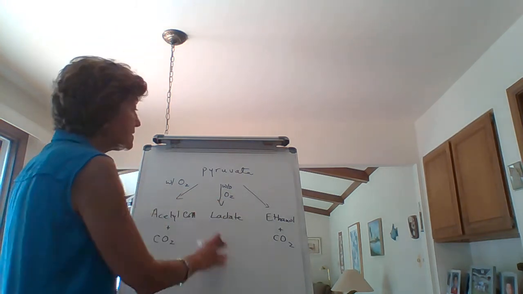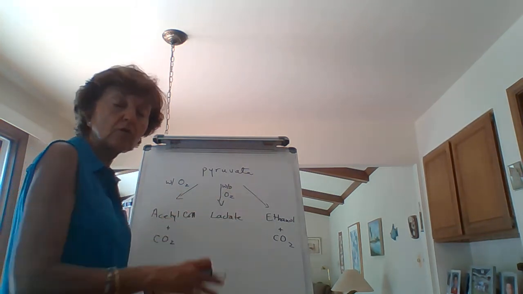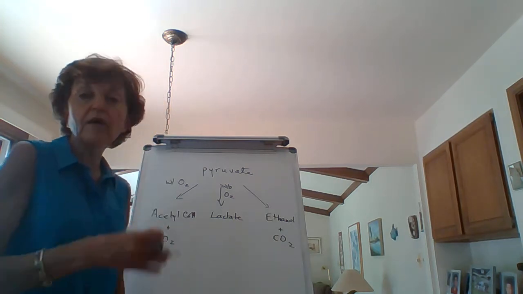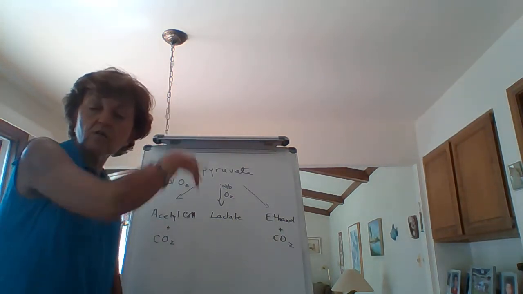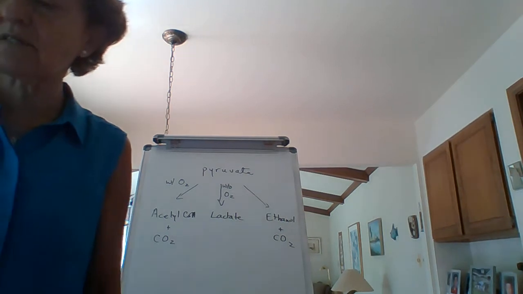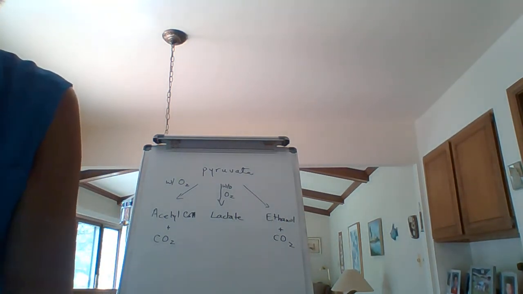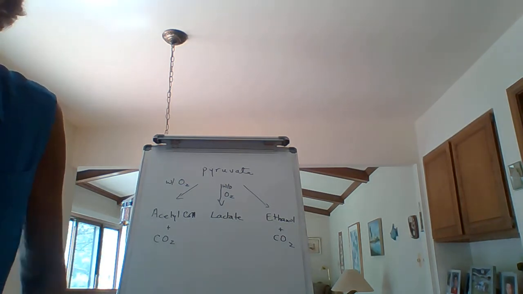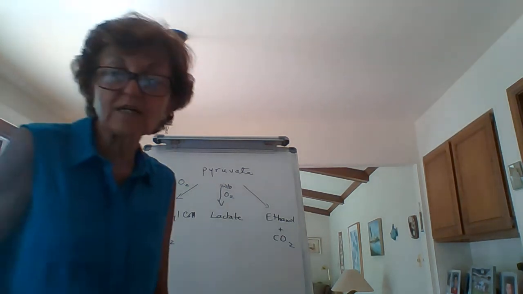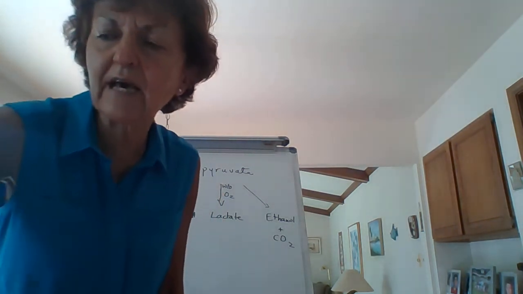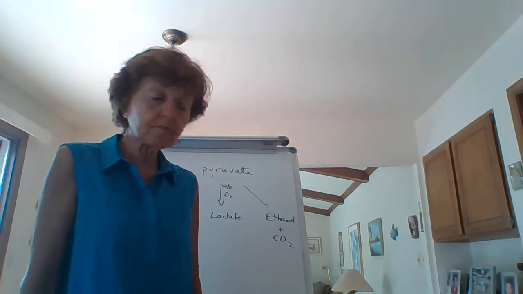So lactic acid can get turned into pyruvate and then glucose, and there's actually several different ways of doing this. I think I talked about it in the gluconeogenesis section, so we'll get to that in a little bit.